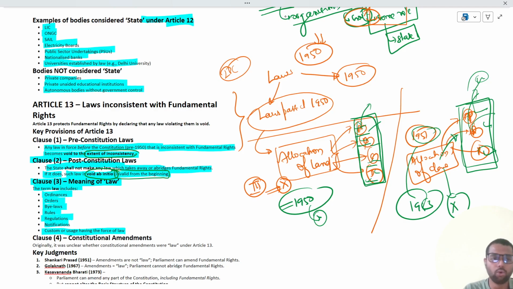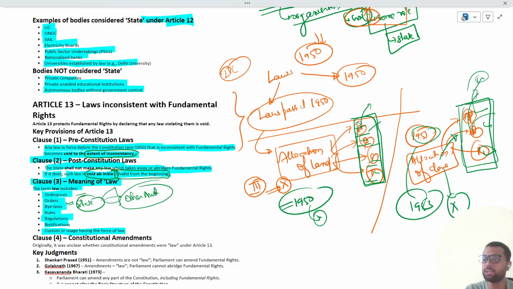All this thing. Now, who will pass the ordinance? It will pass by the president, not by the parliament. Who will pass the order? The state shall pass the order. Now, who is the state? Apart from the central state and the local government, we have seen the other authorities also are the state.